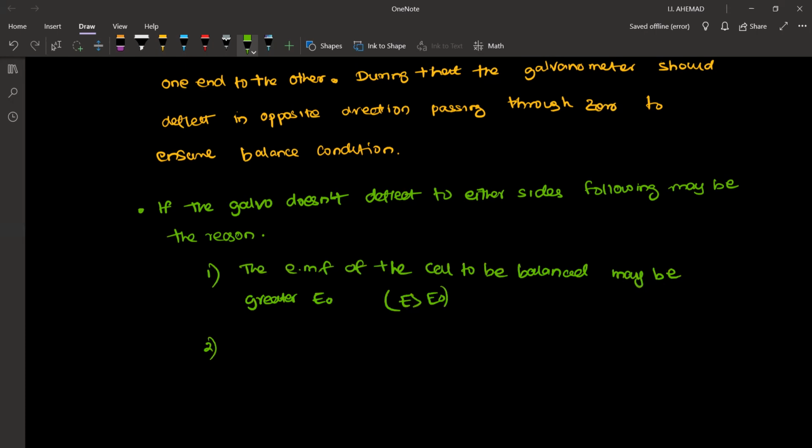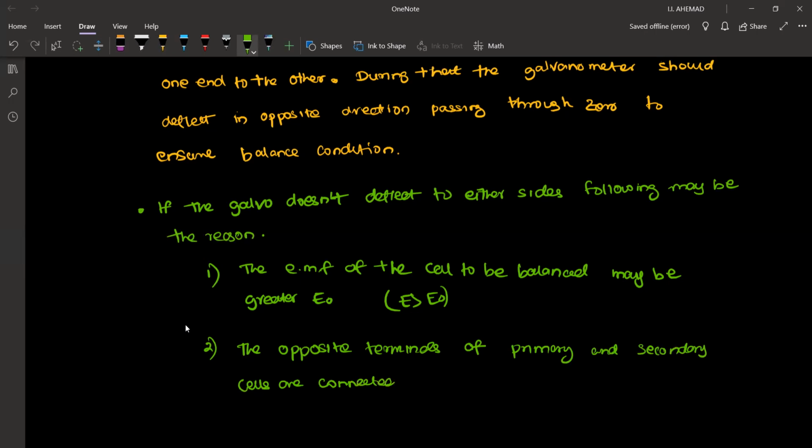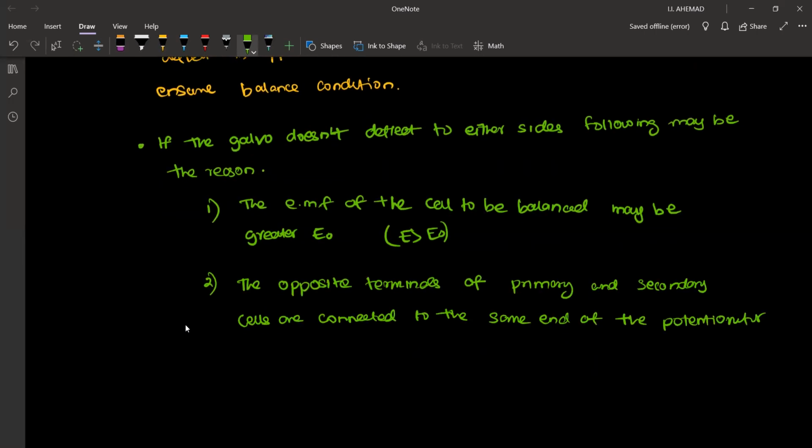Second, the opposite terminals of the primary and secondary cells are connected to the same end of the potentiometer wire.